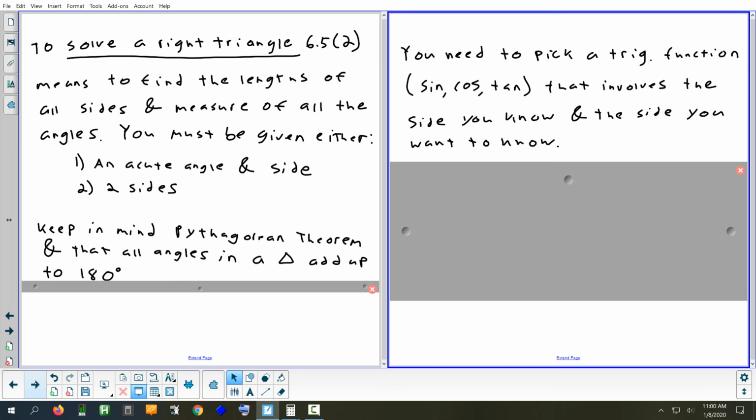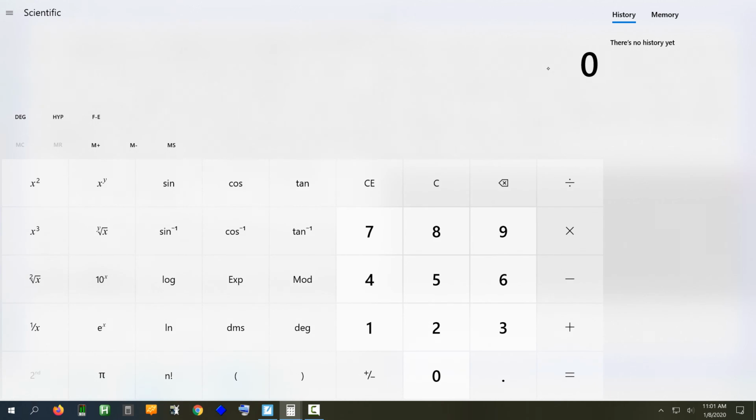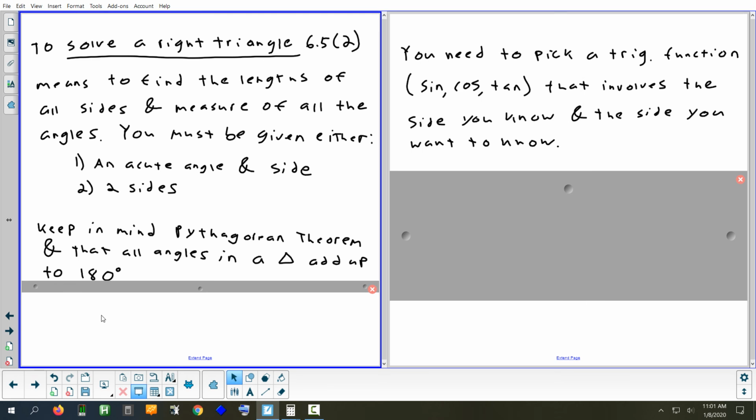So let's get to our first problem. When we solve our first problem, we're going to use trig. We know 6 trig functions, but we're going to stick with sine, cosine, and tangent because those are the 3 you have buttons for on the calculator. Well, not that calculator, but maybe if I made it bigger. Sine, cosine, tangent.